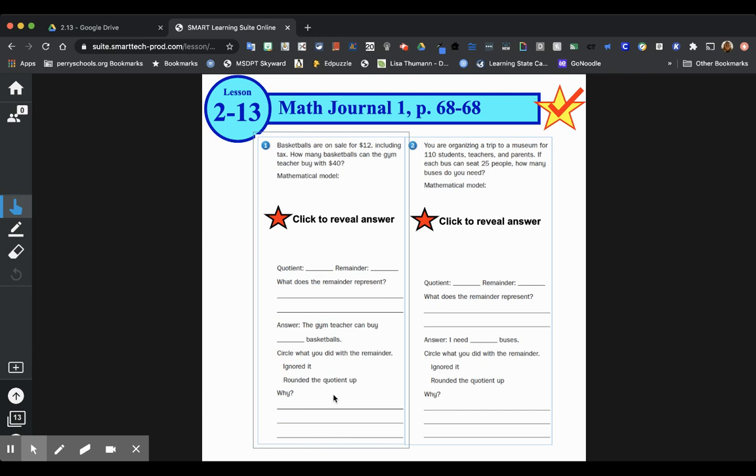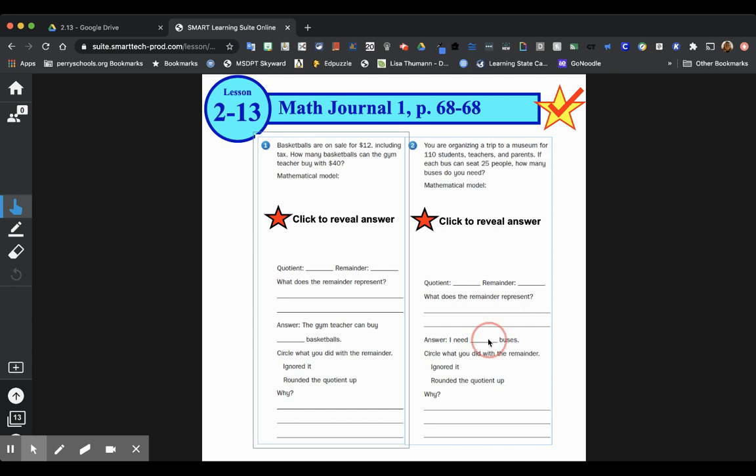Doing the same thing for number 2. You're organizing a trip to a museum for 110 students, teachers, and parents, so people. If each bus can seat 25 people, how many buses do we need? Keeping that in mind too, you're going to do another mathematical model, quotient, remainder. What's that remainder represent? Is it buses, people, money, time?